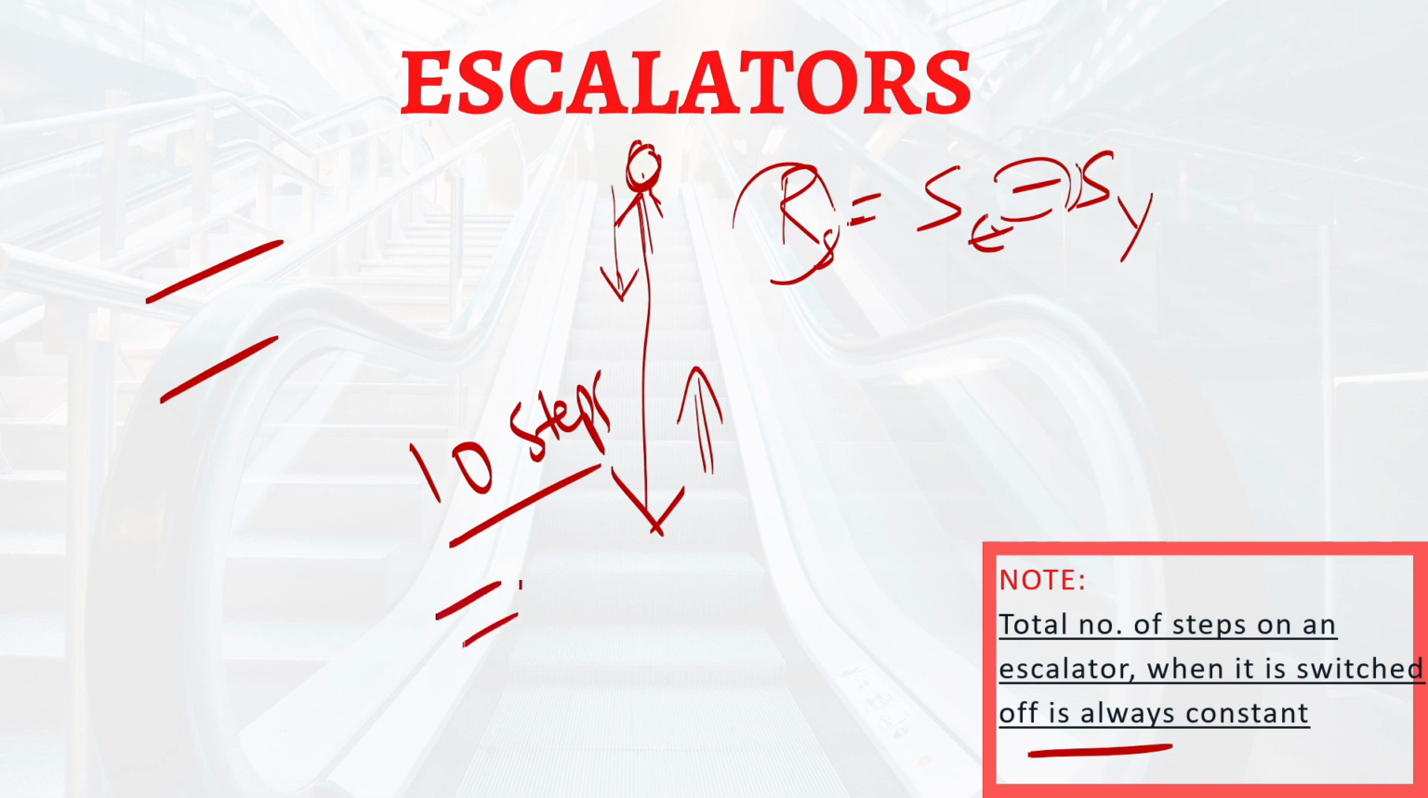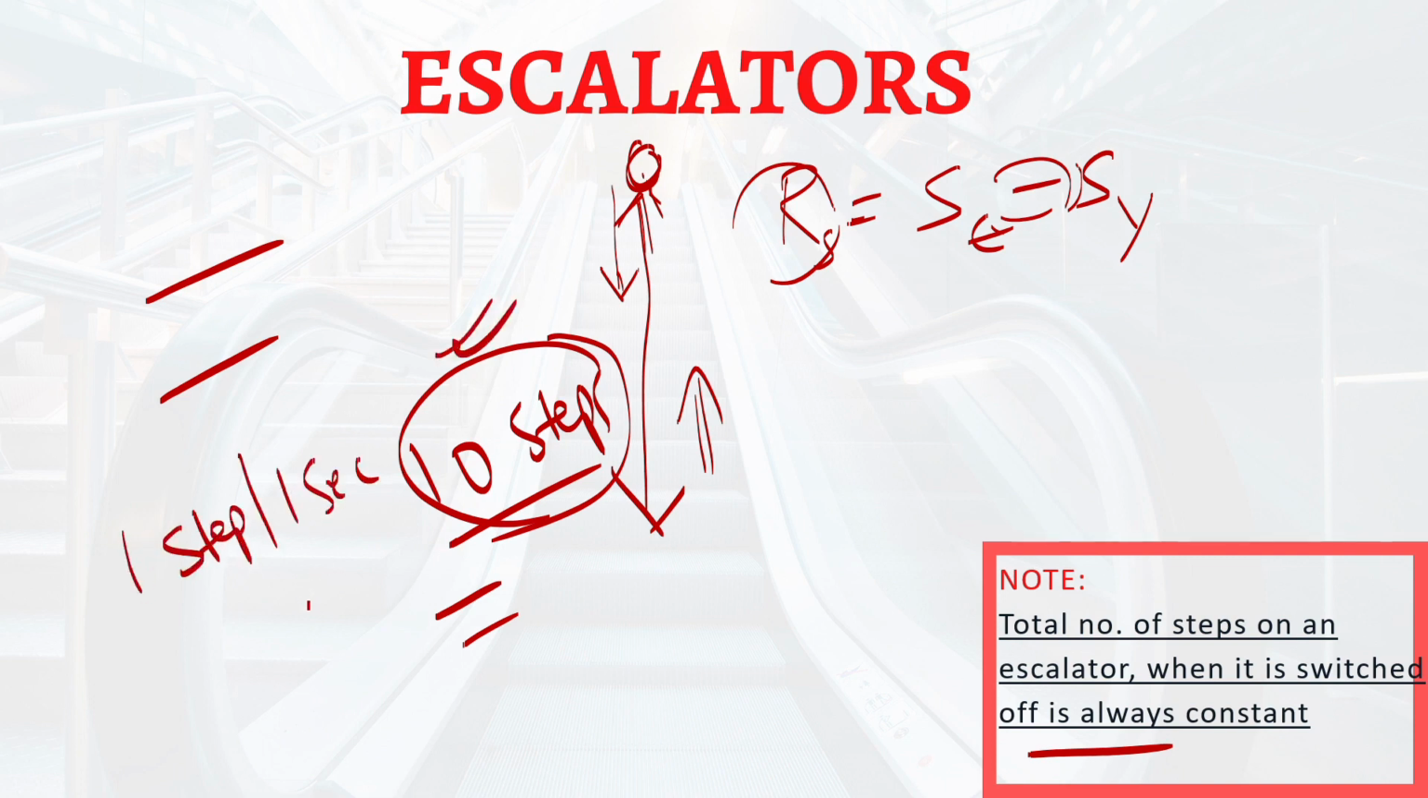10 steps. And at what speed did you finish these 10 steps? Let's say you finished one step per 1 second. So 10 steps can be covered in 10 seconds. So this is your speed. The distance is measured as steps, counted as steps in the escalator concept. So we have to remember this.